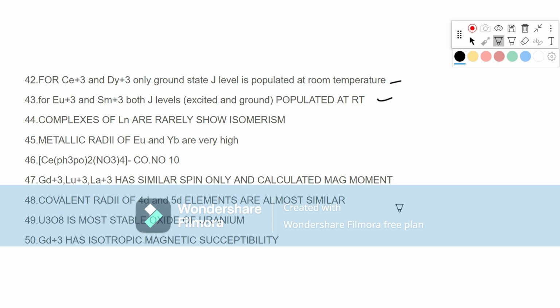Complexes of lanthanides rarely show isomerism. You have to remember this. Next, metallic radii of europium and ytterbium are very, very high. You have to remember this.